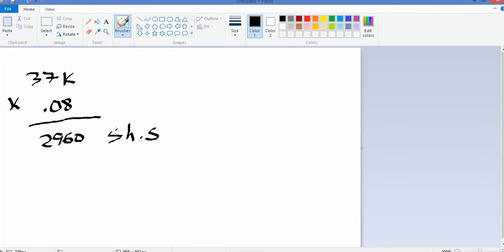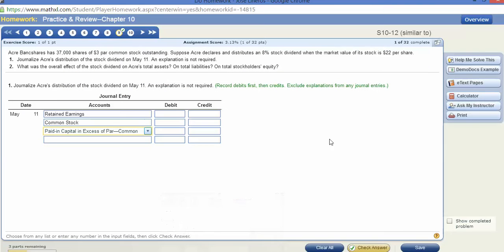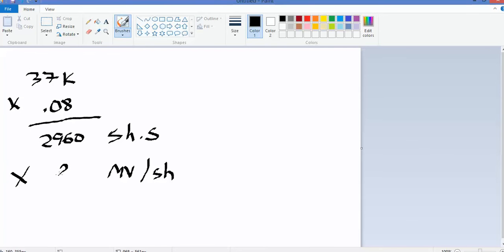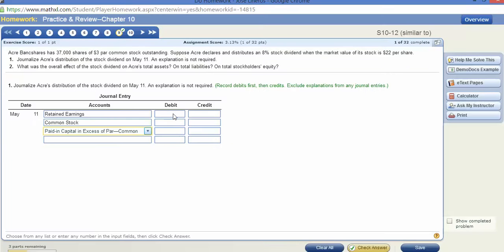To get our big number, our debit to retained earnings, we multiply this by the market value. Obviously the market value per share, not the par value. The problem says the current market value is $22 per share. So we're going to multiply this by 22. That times 22 is $65,120. So that's our big number. That's how much retained earnings is going to drop.